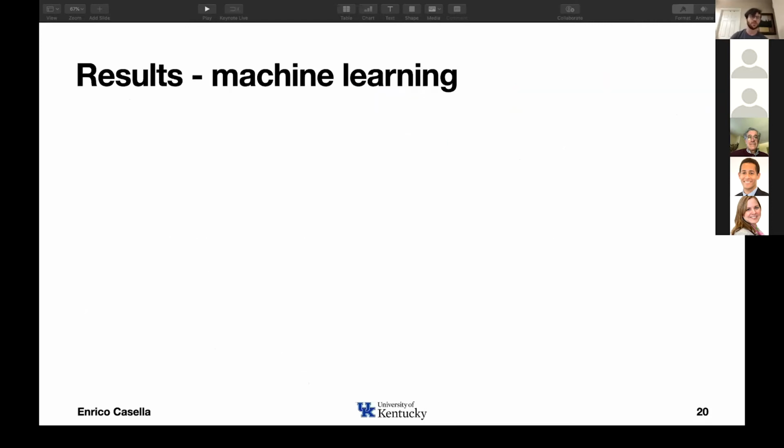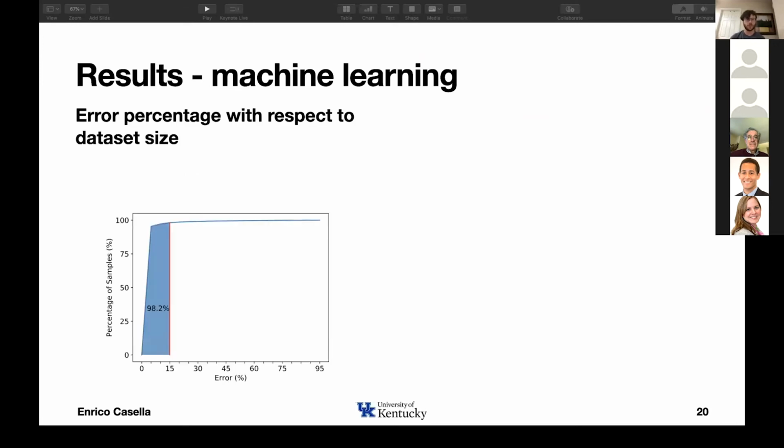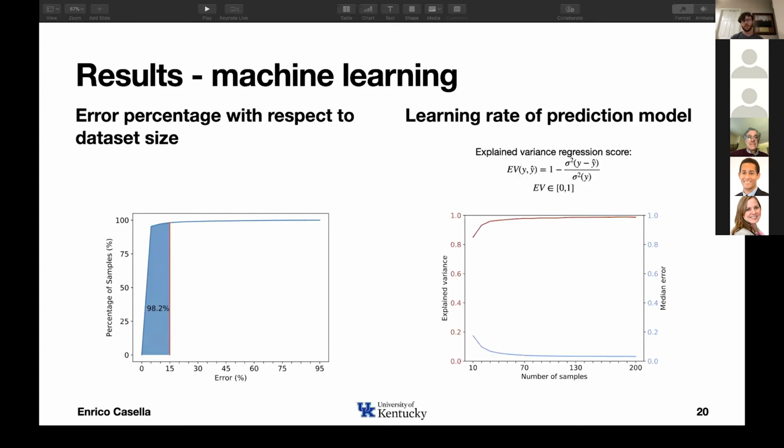So going into the experiments, I'm first going to show the results of our machine learning approach. Here we evaluated the accuracy of our models in terms of the error percentage. We see that basically 98% of our data set has an accuracy that gives us predictions with an error below 15%.